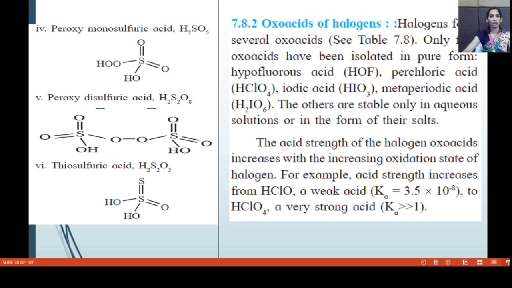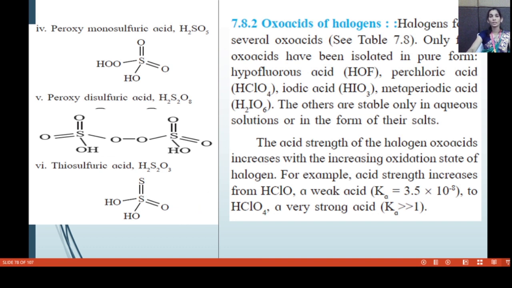The peroxymonosulfuric acid, that means H2SO5, that means 2 hydrogens, 5 oxygens and 1 sulfur. The structure of this oxyacid is given here. Also the peroxydisulfuric acid H2S2O8 is given below, and the thiosulfuric acid, that means H2S2O3, is given here.